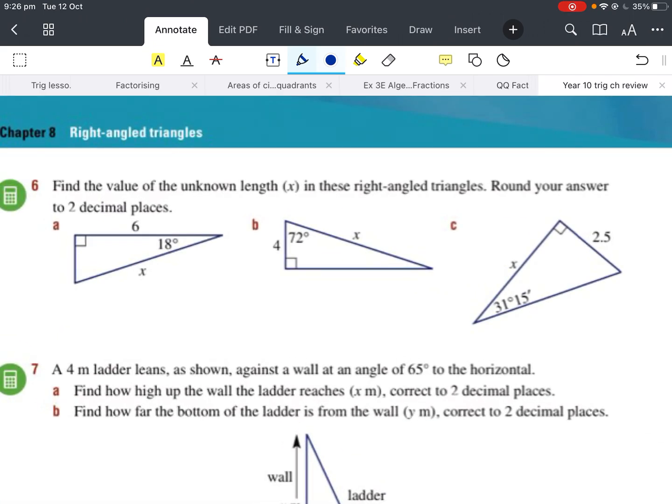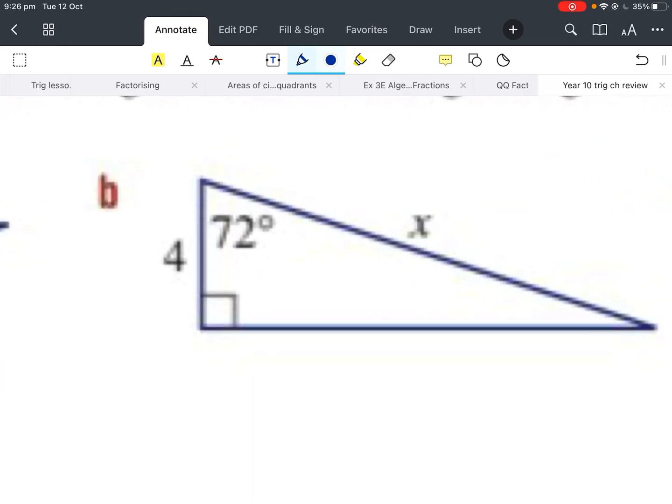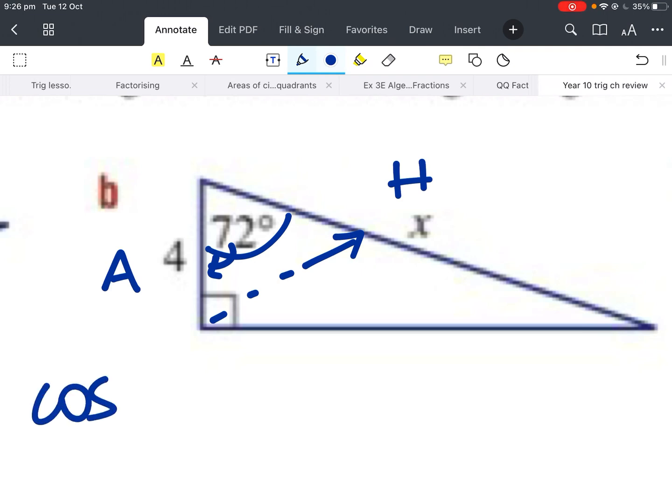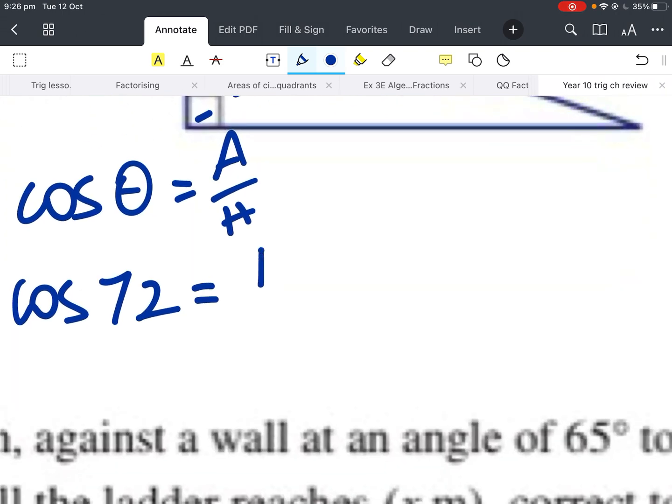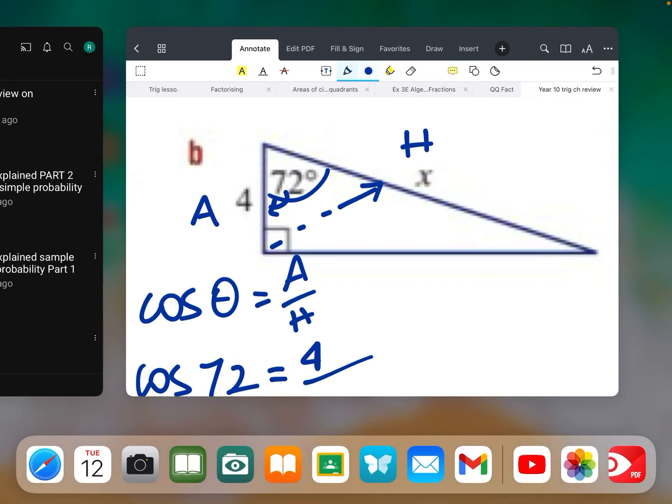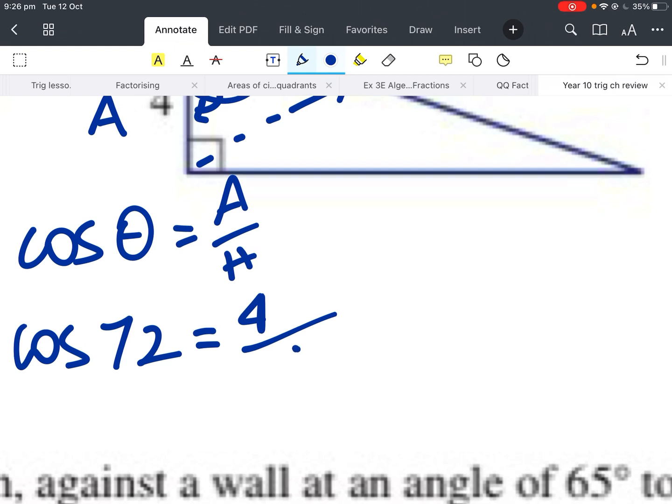All right, find the value of the unknown length in these right-angled triangles. You've just been doing them, so I'll just do 2 of these. All right, so let's do this one. We have the angle opposite the right angle. Name the sides first. We have H, and next to the angle we have A. A and H means it's, hopefully you said cos. Right, let's do it. 72 is the angle, so it's cos 72 equals, A is 4, H is X.